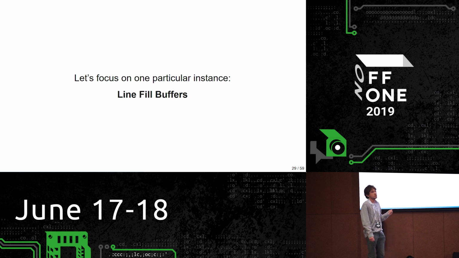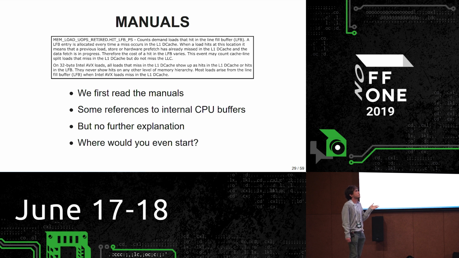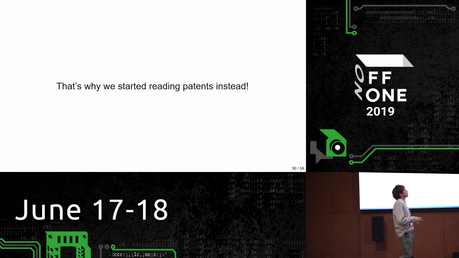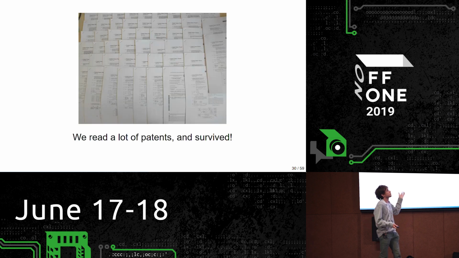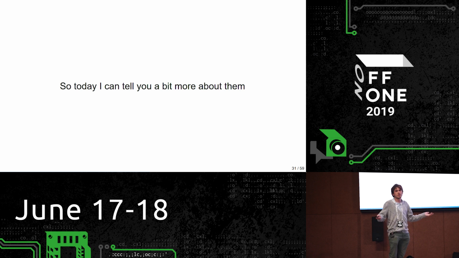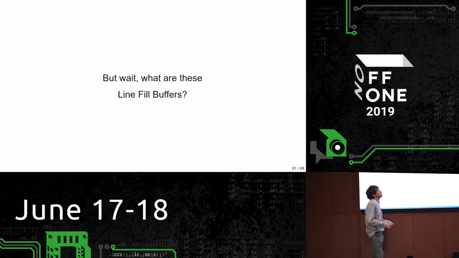So for this talk, let's focus on just one particular instance, which is the line-fill buffers. So what we first did is, here's an excerpt from the Intel manual. And we first read the manuals, and what we saw, there's some references to these internal CPU buffers, but there's no further explanation. So where would you even start? That's why we started reading the patents instead. So we read a lot of patents. Here's an overview of all the patents that I had to print out and actually read to figure these things out. And so today I can actually tell you a bit more about these things.